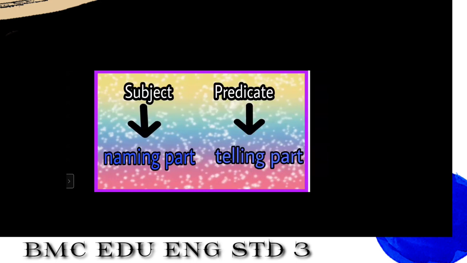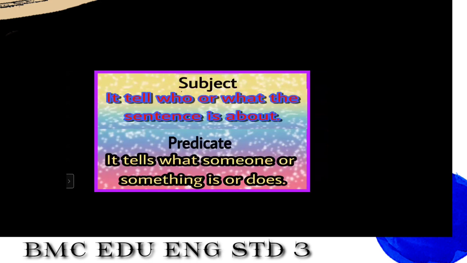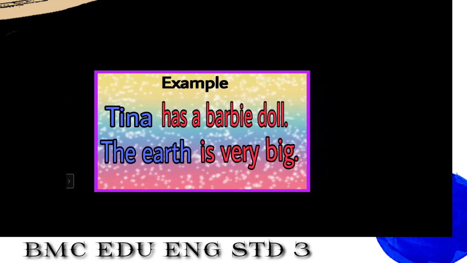Now, what is subject? Subject is the naming part and predicate is the telling part. Subject tells us who or what the sentence is about. And predicate tells us what someone or something is or does. Okay. Now let's see the example of subject and predicate.